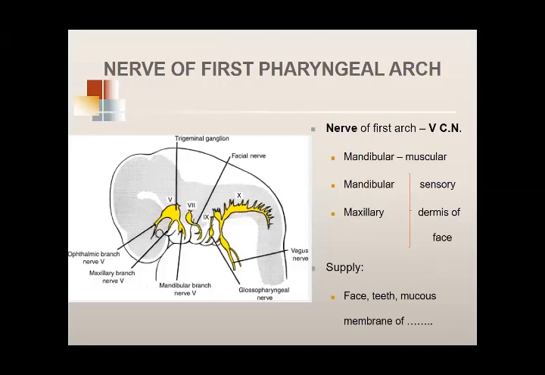Then comes the nerve of the arch. Okay? We have discussed the mandibular. The mandibular is a mixed nerve. It also gives sensory fibers. To whom does it give sensory fibers? It gives sensory fibers to the dermis and connective tissue. Now this sensory innervation is also contributed by the maxillary division. So the maxillary division only supplies the sensory component, the dermis of the face, etc. Now what does this supply?